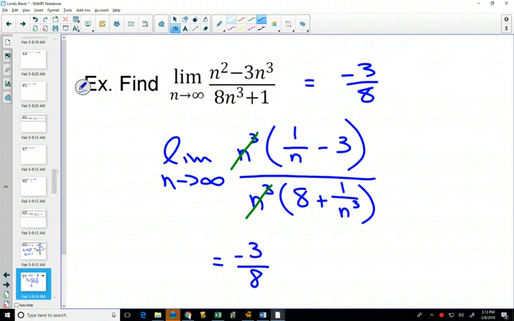And you'll get -3/8 as well. So on quizzes, if you are able to do this mental math and just say what it is because you recognize the largest power, that's fine. If you want to show the algebra, the strategy is to factor out the highest power.